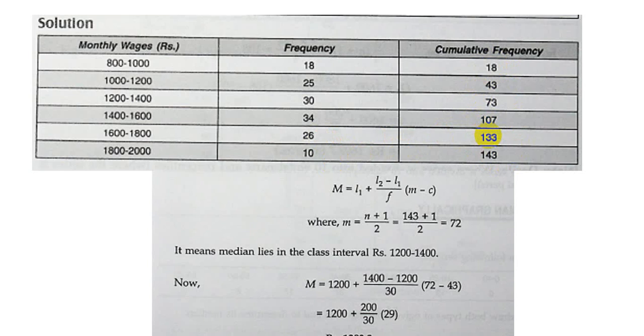Now the next task. The cumulative frequency actually tells us the less than frequencies. For example, 18 workers' wages is less than 1000. 43 workers' wages is less than 1200. 73 workers' wages is less than 1400. Similarly, 107 workers' wages is less than 1600.